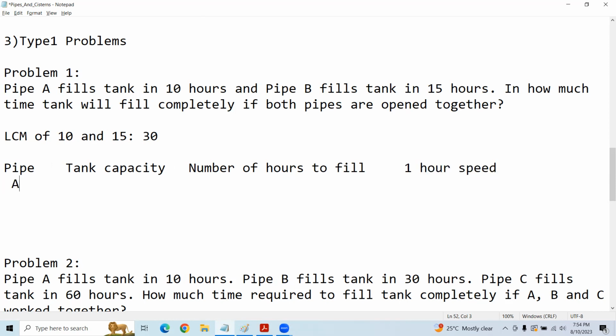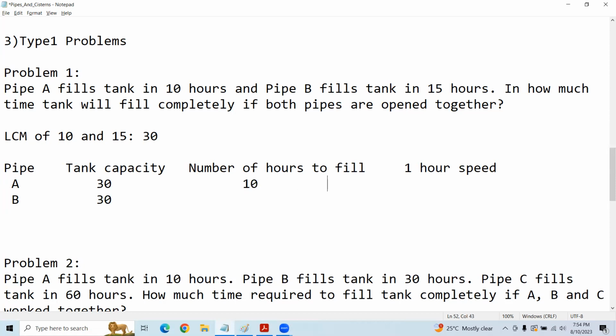So we have pipe A, we have pipe B. Whether pipe A is there or pipe B is there or both of them are there, your tank capacity will be 30 only, because whatever LCM we got, that will always be the capacity. You can say 30 liters. Then the number of hours to fill. For pipe A, it needs 10 hours. So you can write here 10.